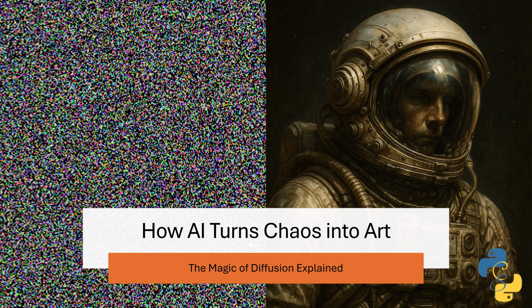Pure, random, chaotic noise. In this video, we're going to pull back the curtain on one of the most exciting ideas in artificial intelligence. We'll break down exactly how AI performs this magic trick, turning chaos into art. This is the magic of diffusion explained.